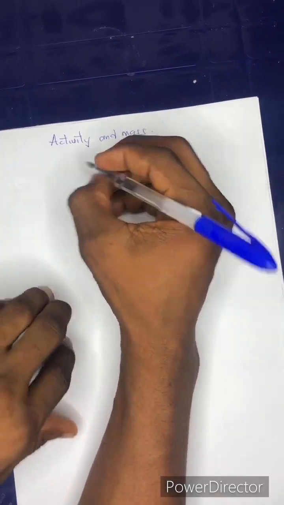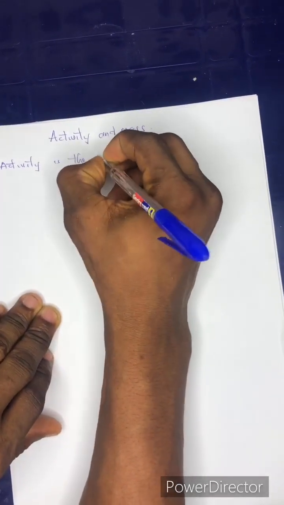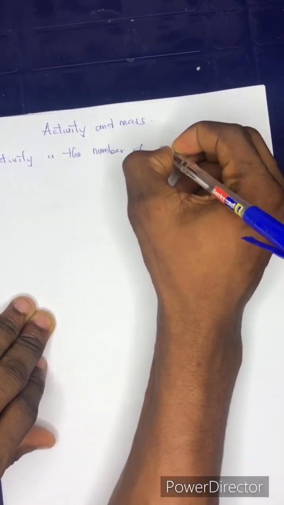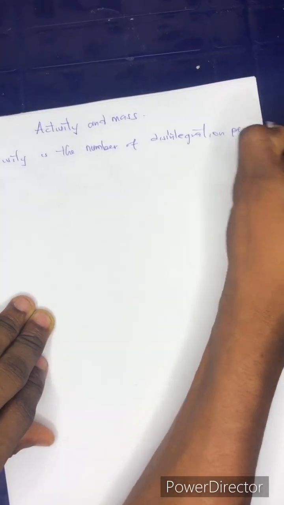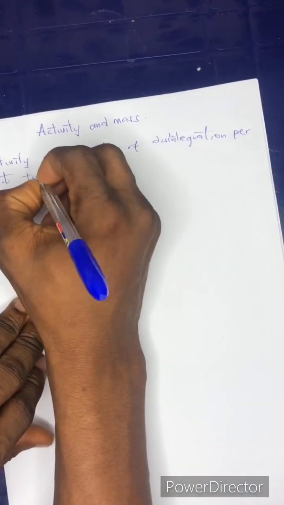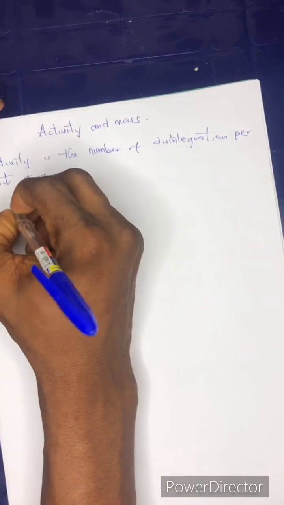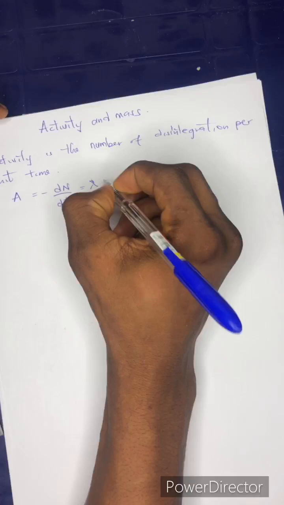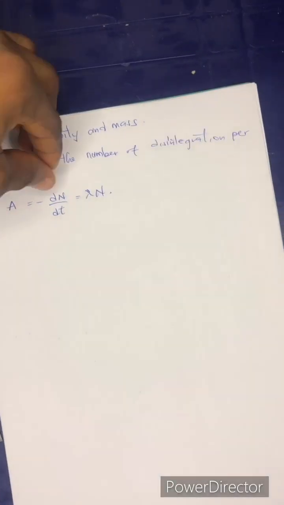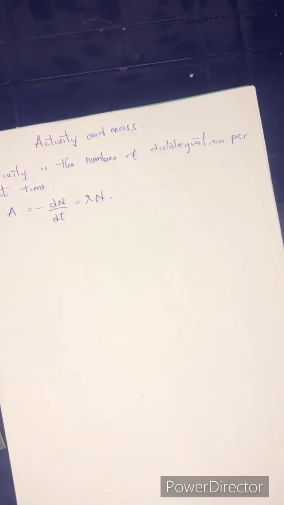What is activity? First of all, activity is the number of disintegration per unit time. Does that not sound familiar? I think that sounds familiar. They're basically saying that activity is equal to minus dN over dt, which is the number of disintegration per unit time. Are we seeing that? Yes, we are. So that's basically what activity is.